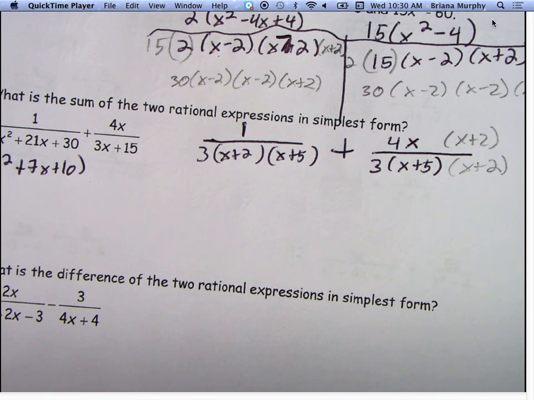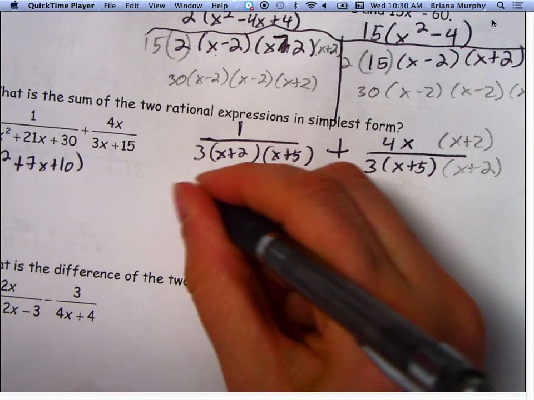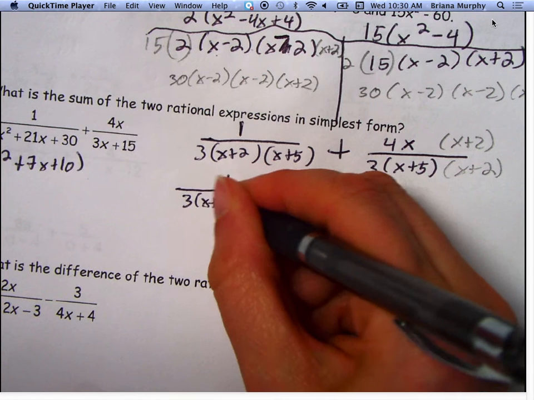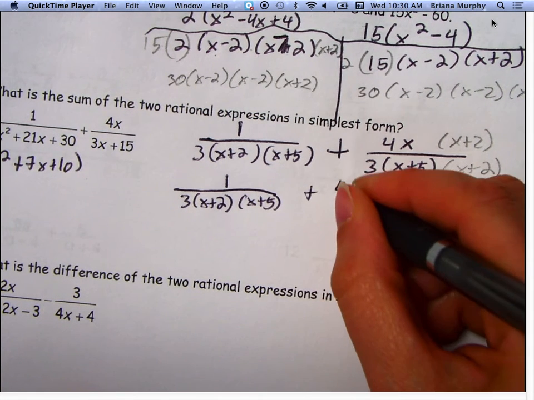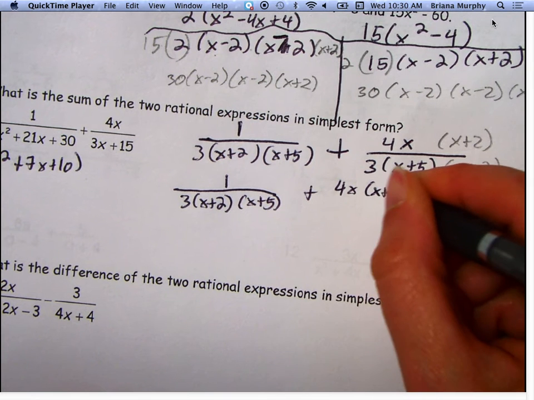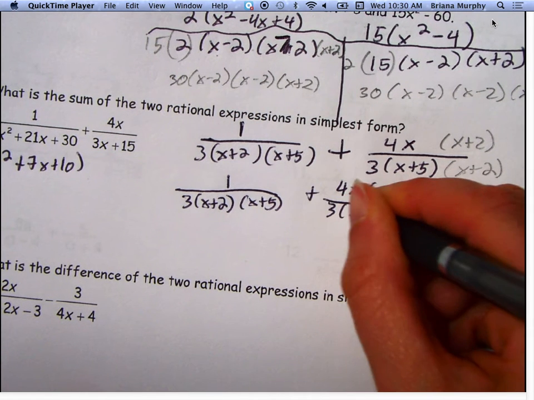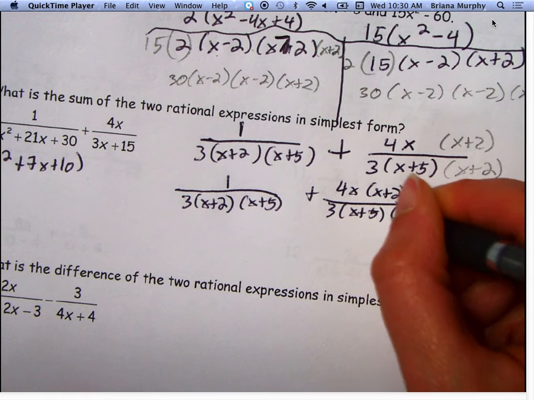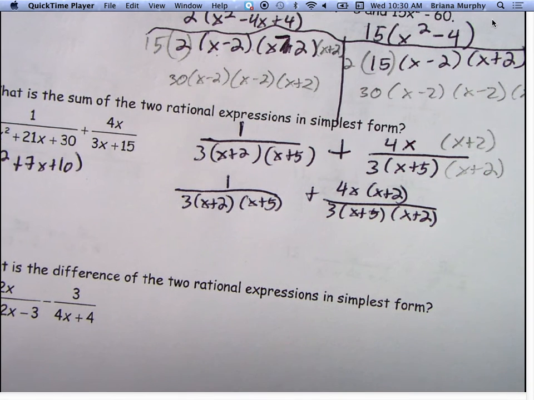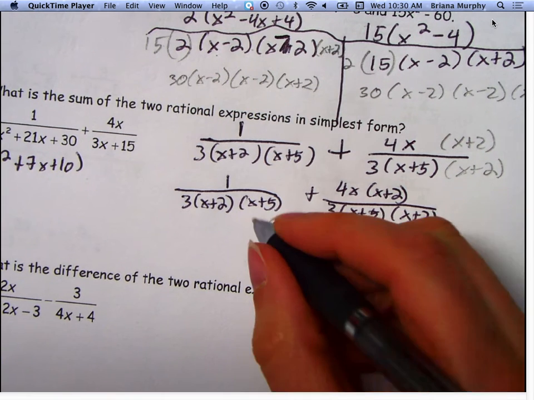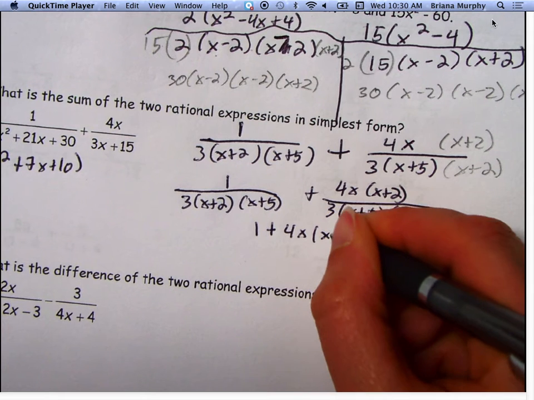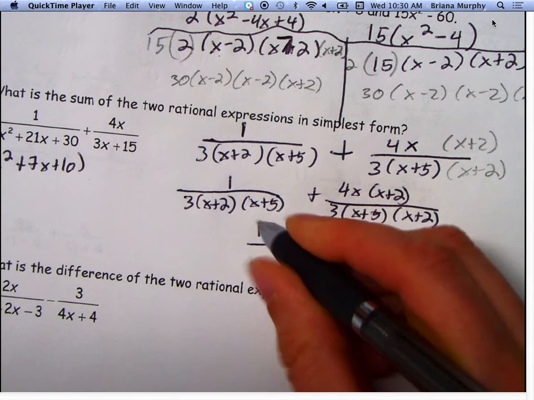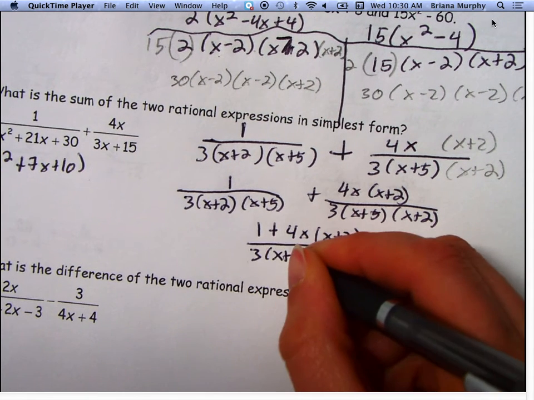Okay? So let's rewrite this. We have 1 over 3 times x plus 2 times x plus 5 plus 4x times x plus 2 over 3 times x plus 5 times x plus 2. Okay? Now we're going to add the tops together. We're going to get 1 plus 4x times x plus 2 over, and the bottom stays exactly the same, 3 times x plus 2 times x plus 5.